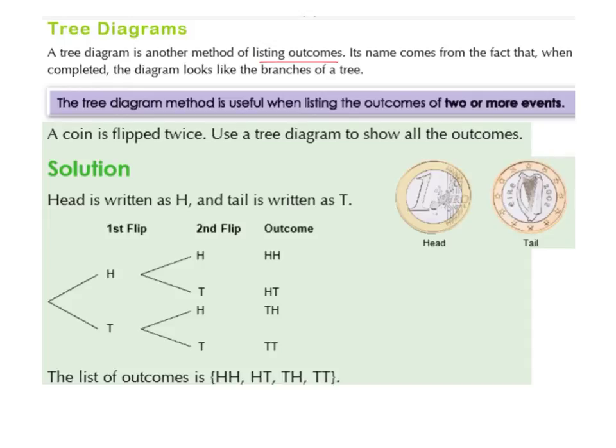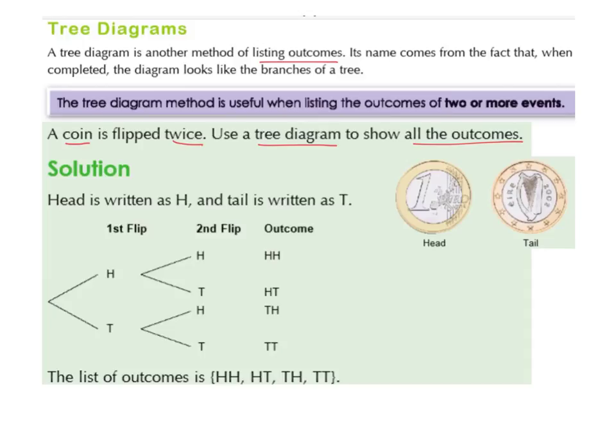So, in our example, a coin is flipped twice. Use a tree diagram to show all the outcomes. So head is written as H and tail is written as T. So here's heads and here's tails on our euro coin. So the first time we flip the coin, we have one option of heads and the other option of tails.